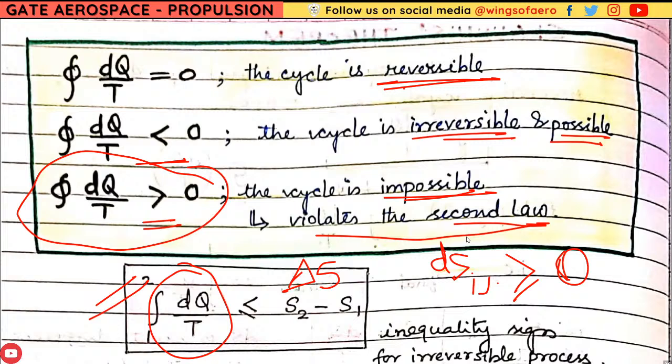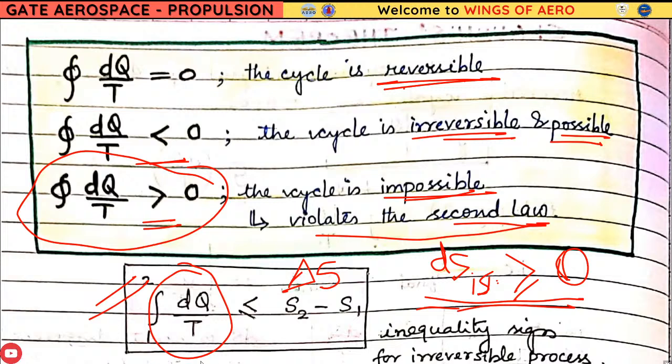Because in an isolated system, neither heat nor energy can transfer, nor can mass transfer. If none of that can happen, then Q will become 0. If Q becomes 0, then you will get this expression. This is for the isolated system.